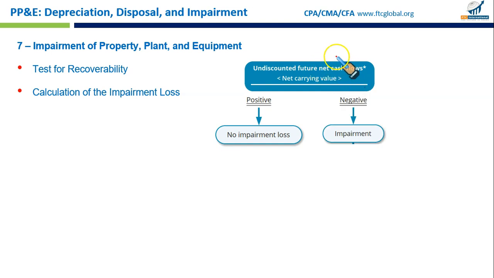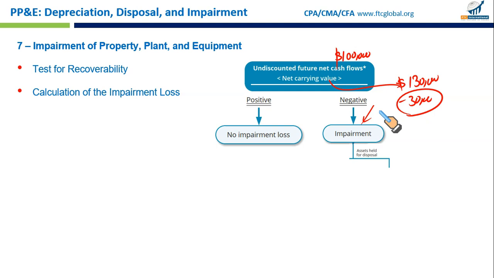Now in this case, the sum of the undiscounted future cash flows is $100,000 and the carrying value of the asset is, let's say, $130,000. Clearly your undiscounted future cash flows are less, carrying value is more, so the net result, 100 less 130, is negative. That tells us that impairment has occurred. What is the amount of impairment? That's what we're going to discuss.